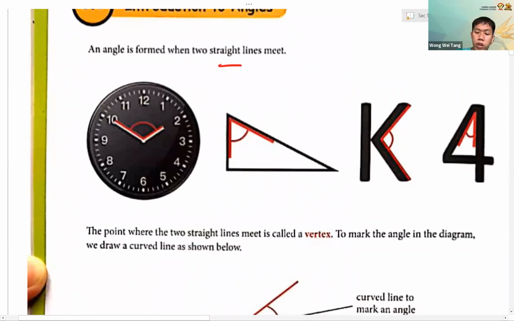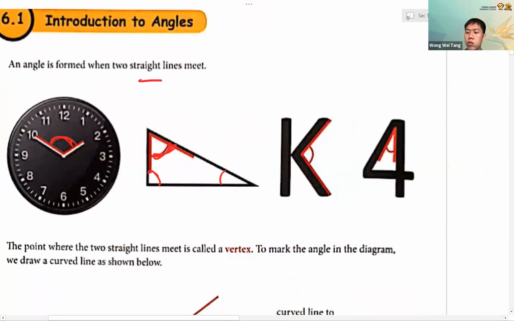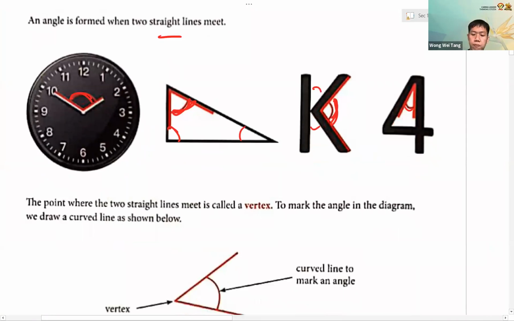Okay, so for example, in our clock, the minute hand and the hour hand actually form an angle. In a triangle, we have one angle here, we have another angle, and a third angle. Angles are also found in letters. For example, this angle in the letter K, we've got another angle here, another angle here. They're found in numbers. There's so many numbers, so many angles over there.